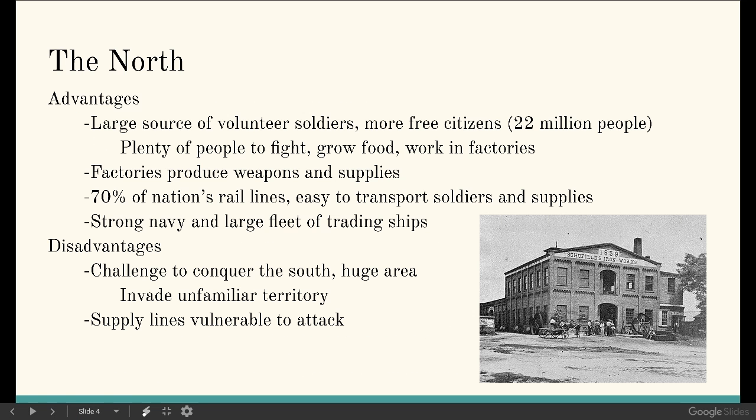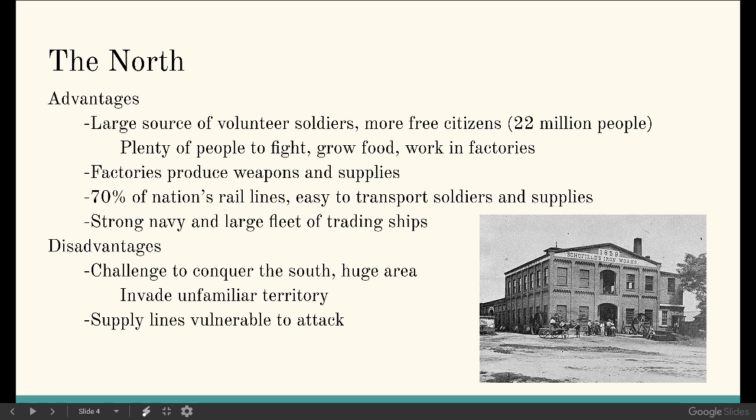Now, the North had a lot of advantages, getting back to the Civil War here. They had a large source of volunteer soldiers. In the North, they had more free citizens. Their population was about 22 million people. So that's plenty of people to do the fighting, grow food, work in factories. The factories are producing weapons and supplies, and the North has plenty of those.